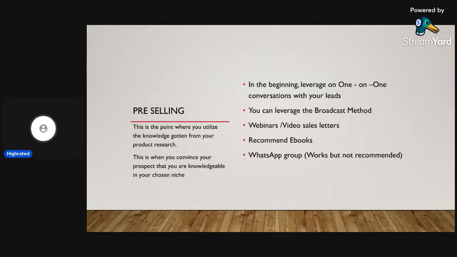But in the course of this pre-sale, you make sure that all the knowledge that you have on your product, remember you did product research in your last class, all the knowledge that you generated, it is during this pre-sale that you would showcase it. You don't have to try to be calm or something. Blow your trumpet, let them know that you know these things. Do you understand? This is what builds confidence.